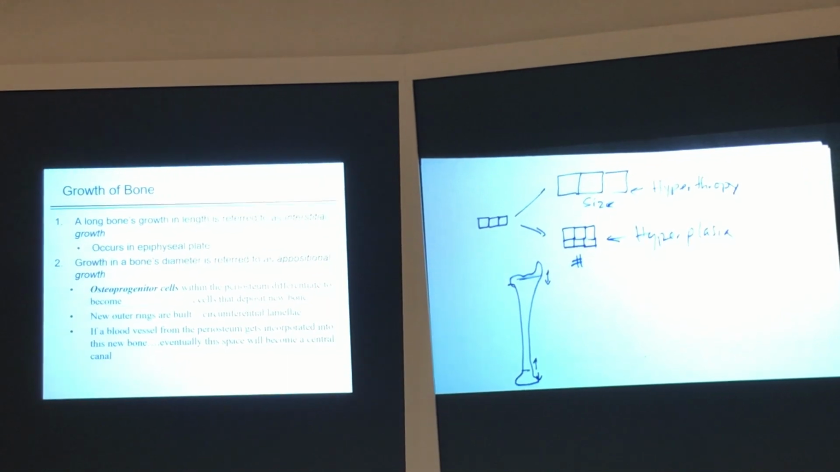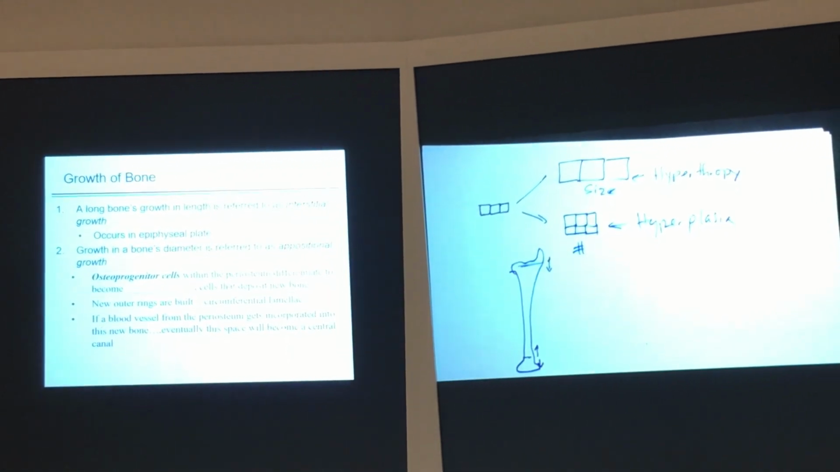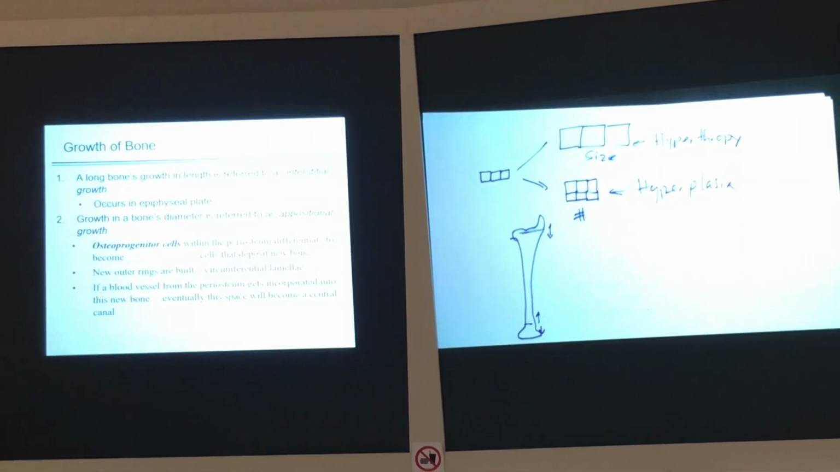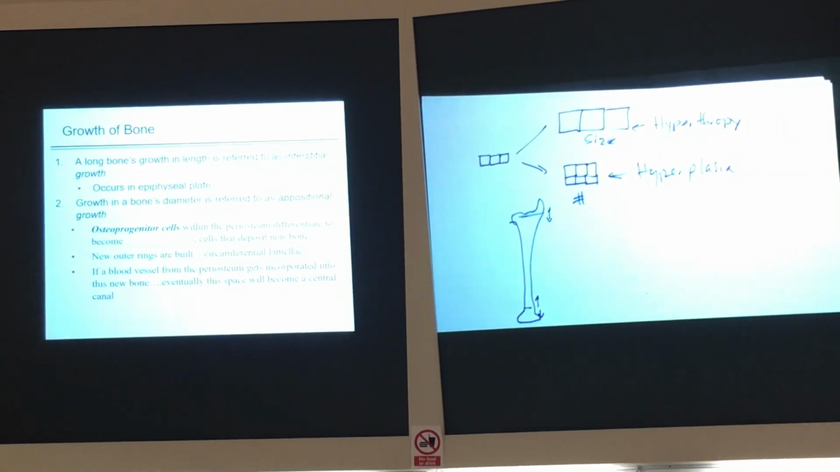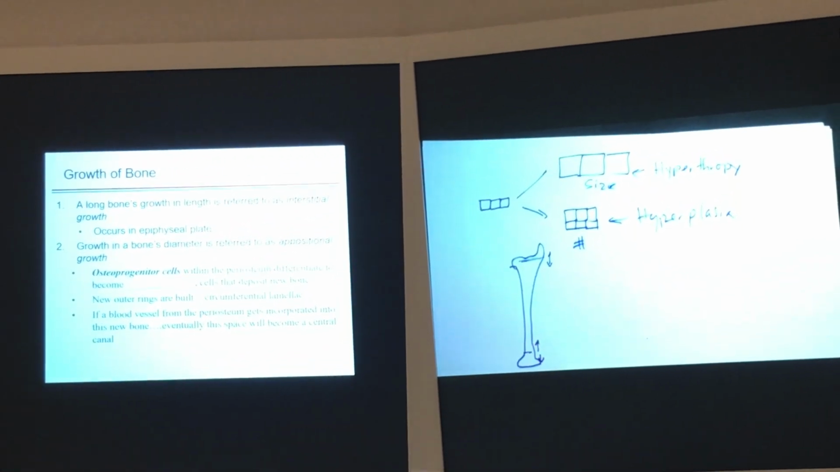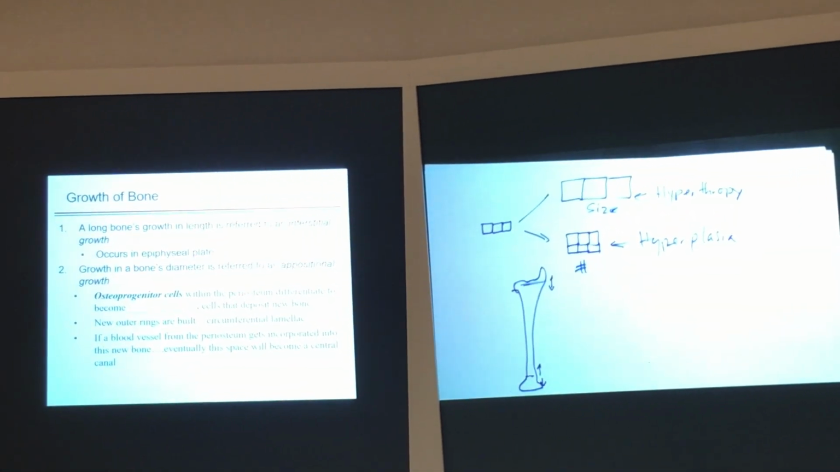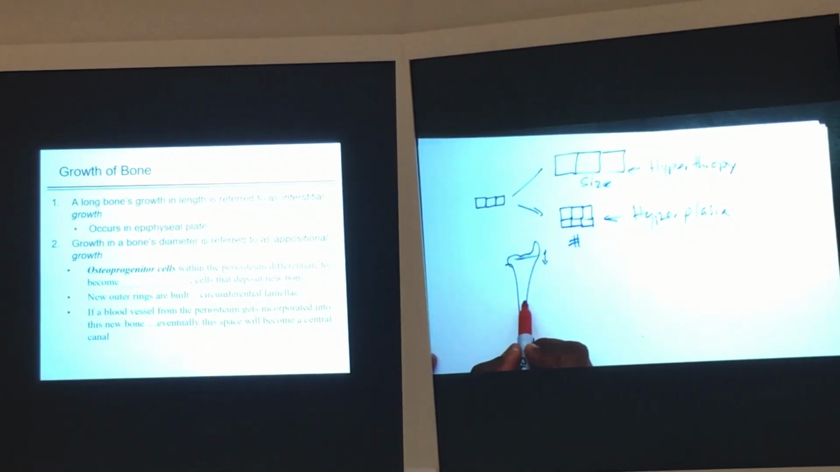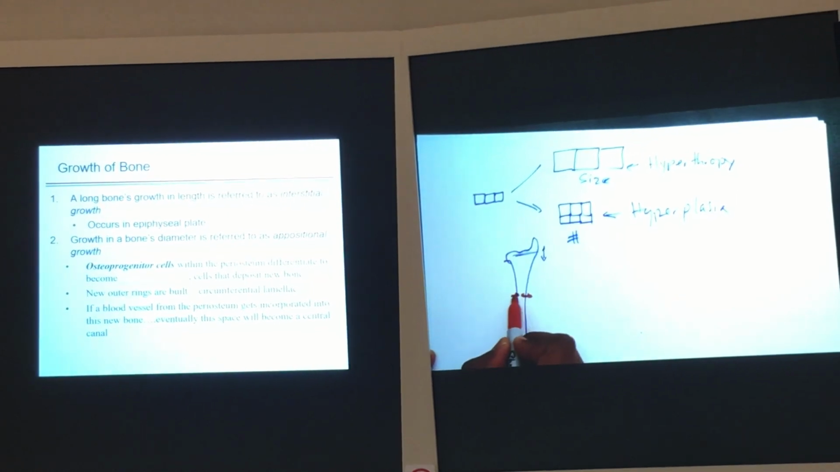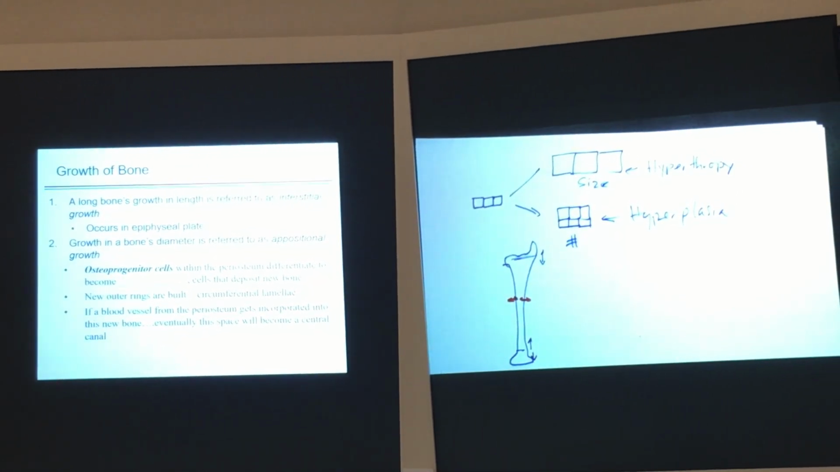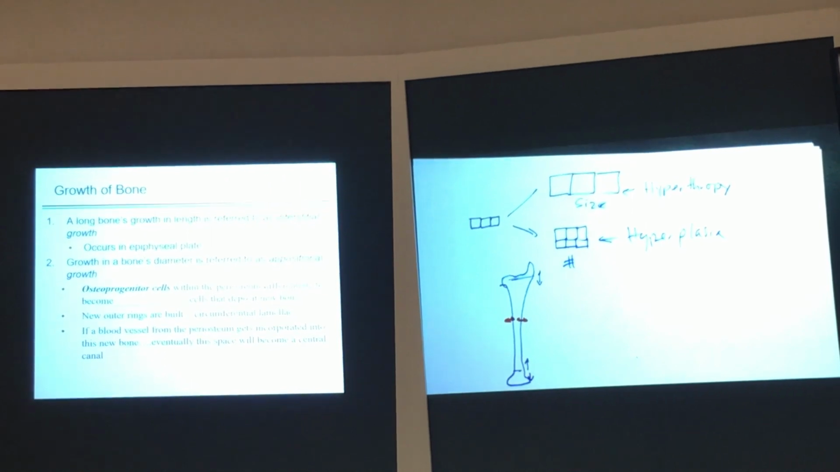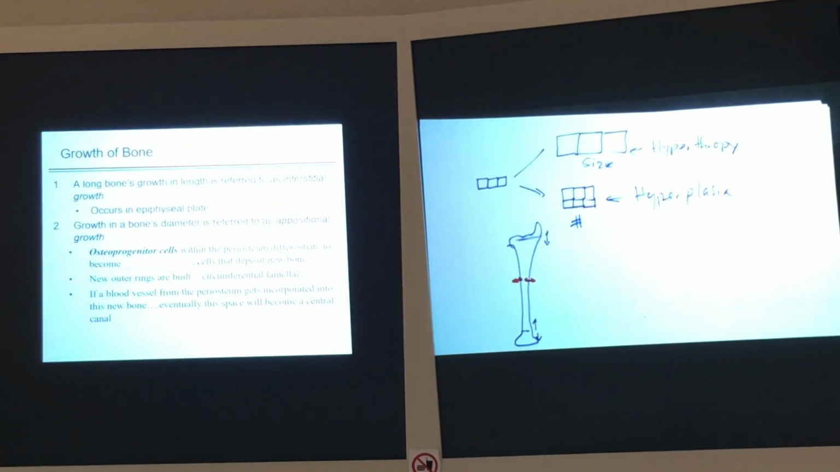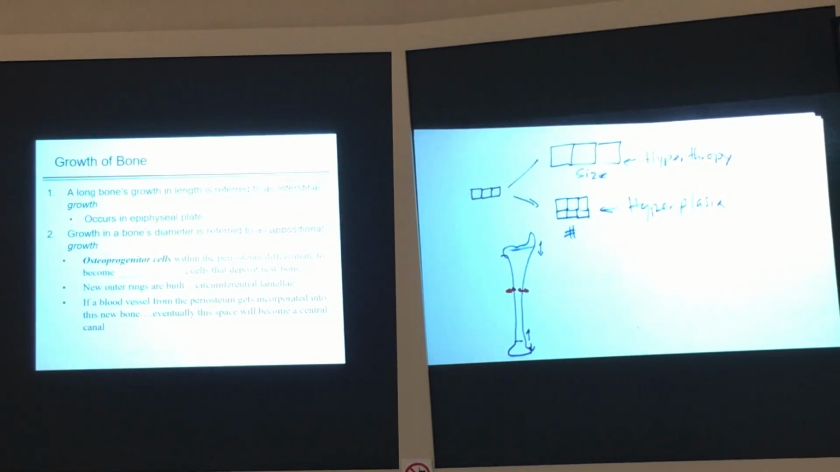So bone grows, how does the bone grow? Long bone growth in length is referred to as interstitial growth, which occurs within the epiphyseal plate. Bone growth in diameter is referred to as appositional. That means if the bone grows in this direction, it is appositional, keeping the position, getting thicker. But in length, it's growing here, which is interstitial growth.